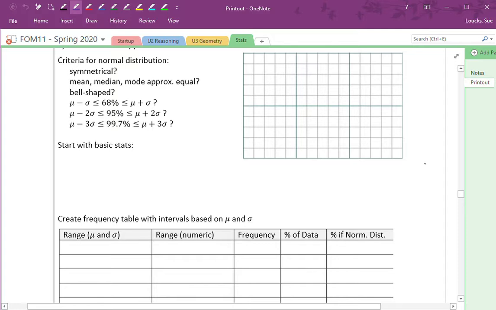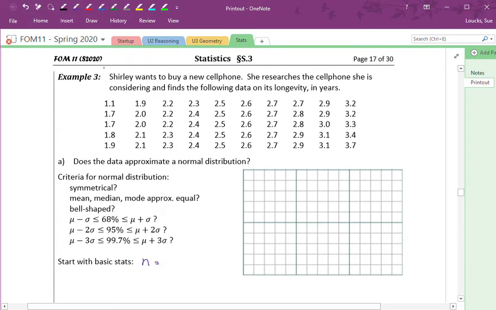The first thing you pretty much always do is n. So what's the n? How many data points are there? Well, it's arranged 1, 2, 3, 4, 5 by 1, 2, 3, 4, 5, 6, 7, 8, 9, 10. So there's 5 times 10, or 50 data points.